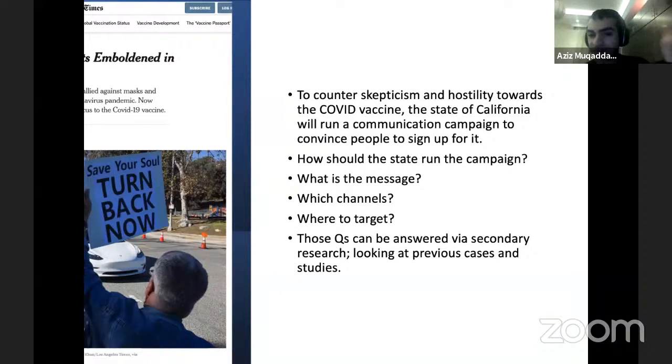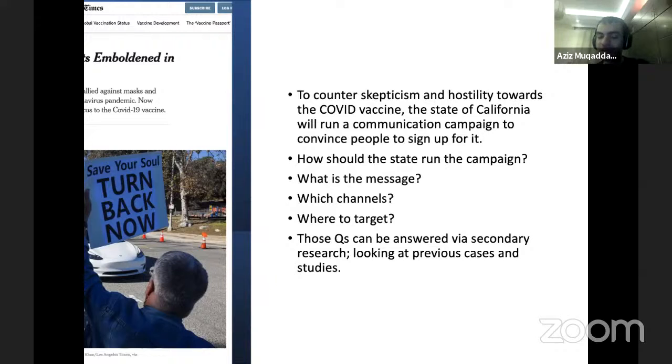So again, skepticism towards vaccines has been with us for decades, and it's been a struggle for public health officials. But it goes up and down in terms of the intensity. But some people have tried to address these problems before, in different states, in different countries, in different eras. And so if I'm doing a campaign in the state of California in the year 2021, I should not start from scratch. I should look into these case studies.